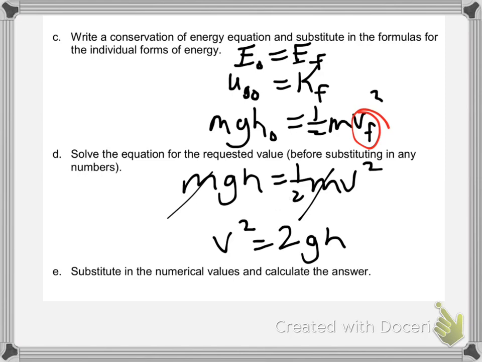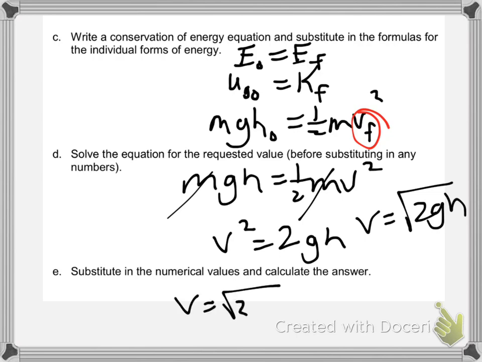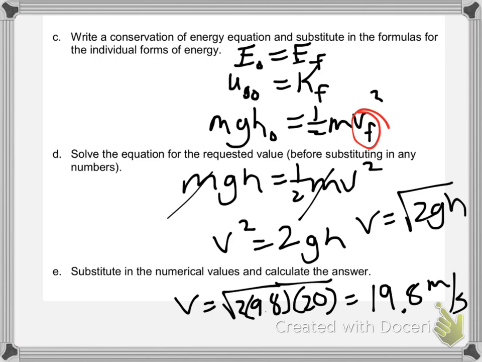So I solve for the equation, and I would actually take this and do a square root, so the square root of 2gh, and then I would plug in values, so that would be the square root of 2 multiplied by 9.8 multiplied by the height of 20, and that gives you some value. It gives you a value around 19.8 meters per second. And it's as simple as that.